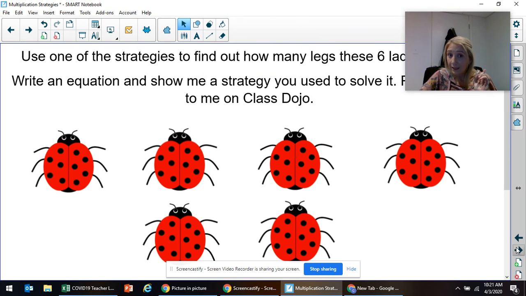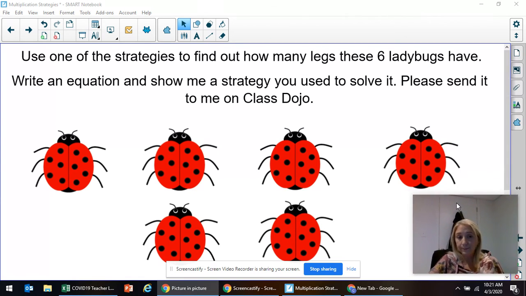So now using that, I want you to see if you can solve this problem. Using any one of the strategies that was just taught to you, see if you can find out how many legs these 6 ladybugs have in total. So how many total legs do these 6 ladybugs have? I want you to write the equation. Show me a strategy that you use.